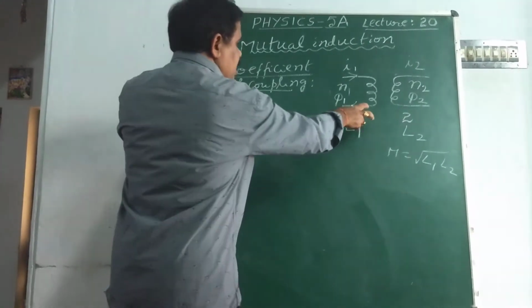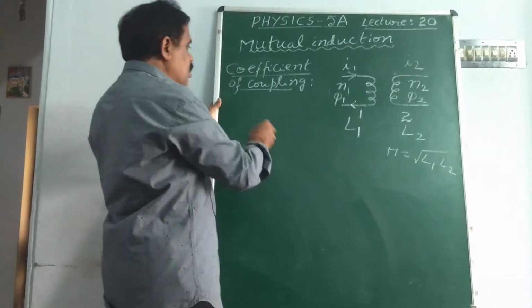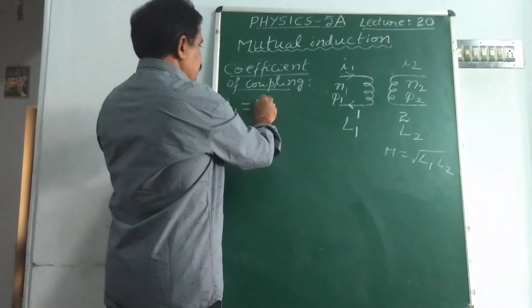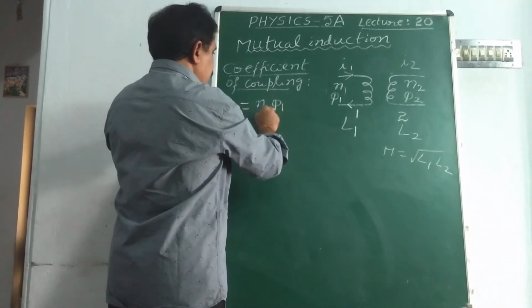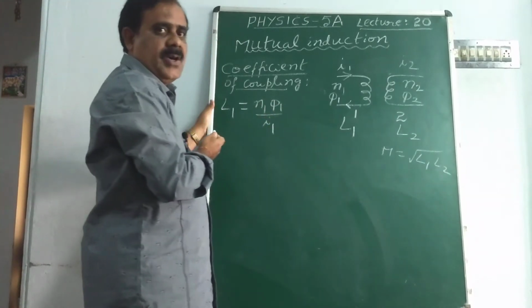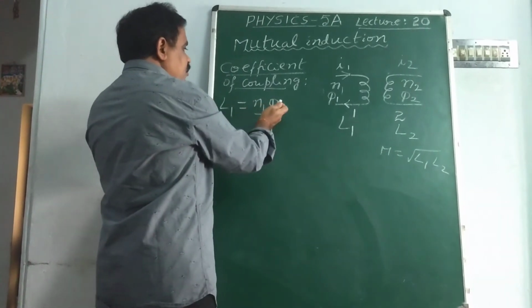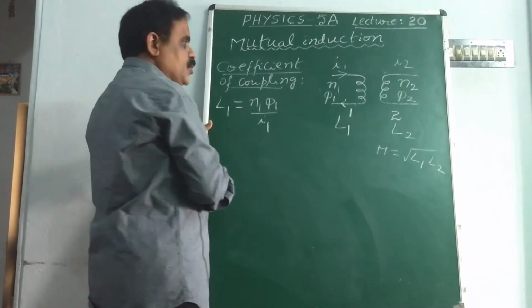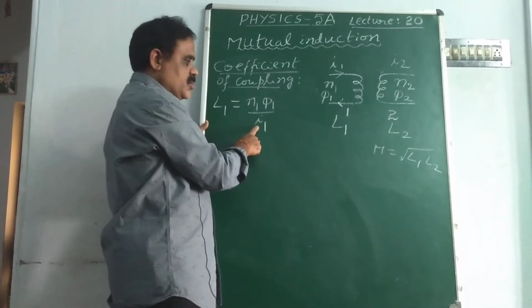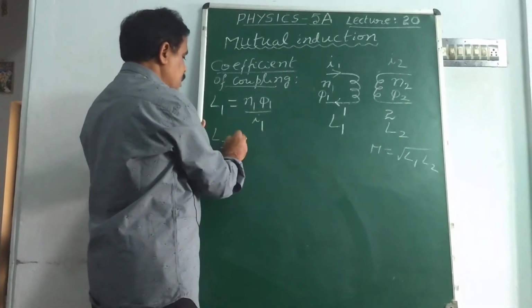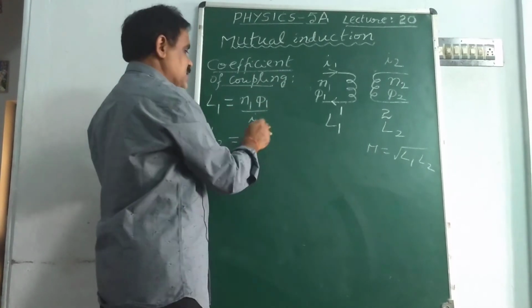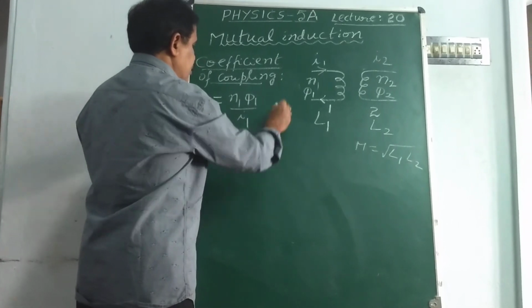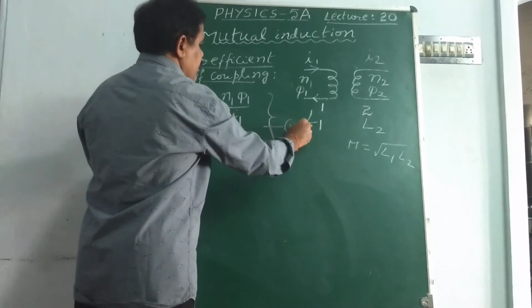So L1 is equal to N1 phi1 by I1. So the formula for coefficient of self inductance is N1 phi1 by I1, where N1 is the number of turns in the first coil, phi1 is the flux due to the first coil, I1 is the current in the first coil. Similarly, L2, the self inductance of the second coil, can be written as N2 phi2 by I2. So this is called equation 1.